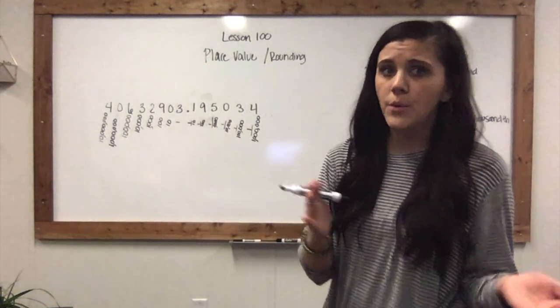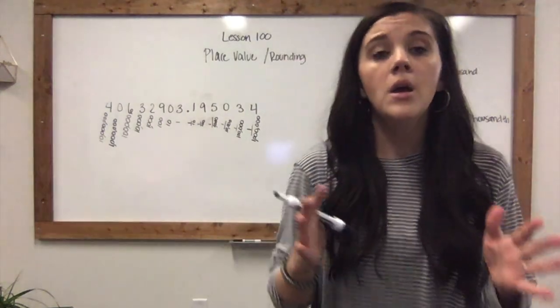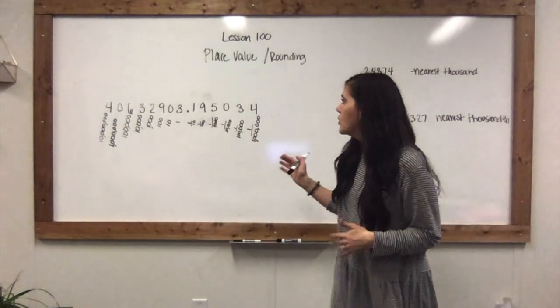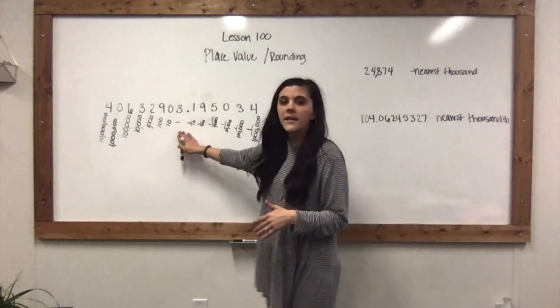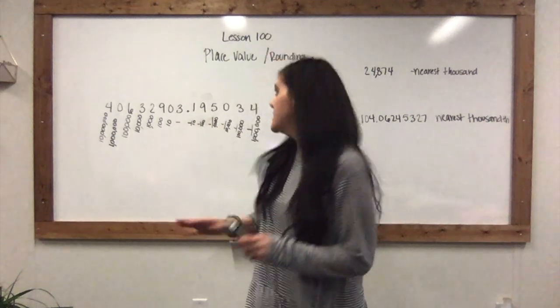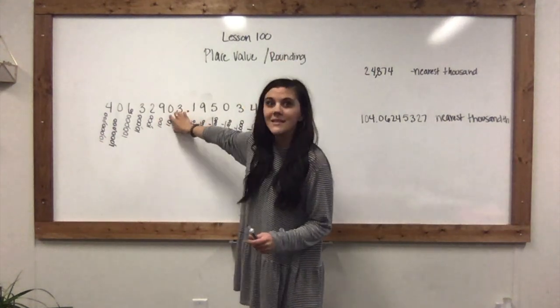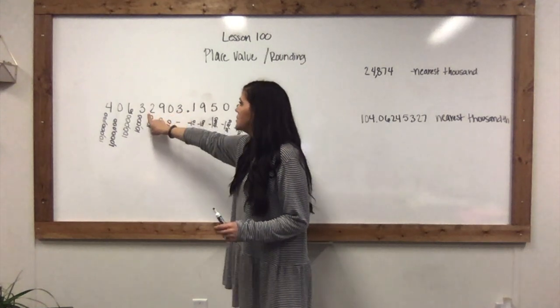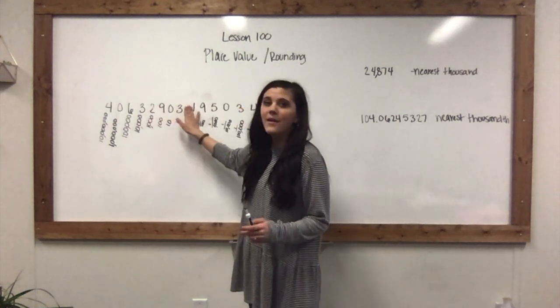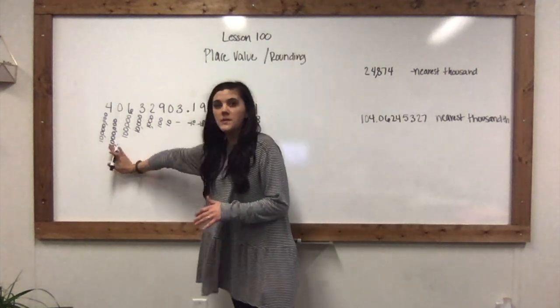So let's first review our place values. We all know how to do place value and rounding, but we're going to review real quick. Remember that each one of these numbers represents something, so this is not just a 0, this is actually representing 10. This is not just a 2, this is representing 2,000, okay? So let's review place values greater than 1.